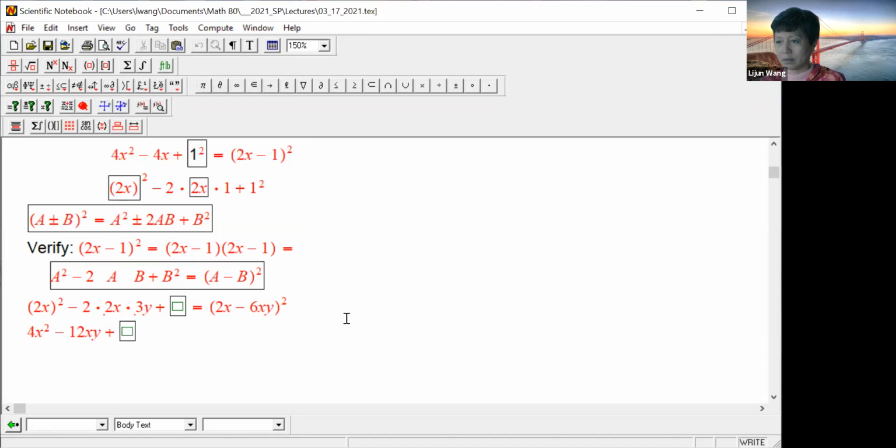Is that right? So now I'm working it. This is my 4x squared. And this piece has to be 12xy. There should not be any alteration. I just break it apart. Do you follow me? So what should be the capital B?